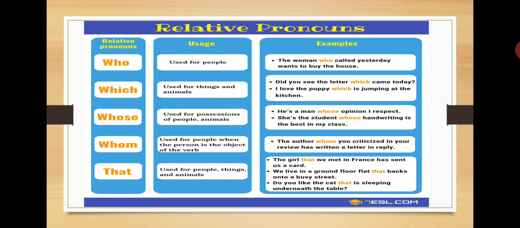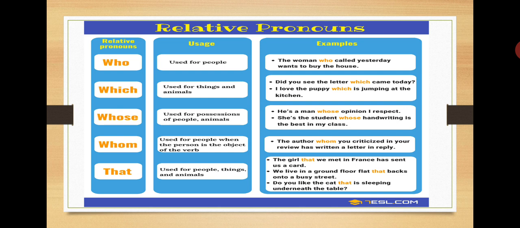Whom? Whom is used for people when the person is the object of the verb. Now for example, the author whom you criticized in your review has written a letter in reply. That is used for people, things and animals. Like for example, the girl that we met in France has sent us a card.